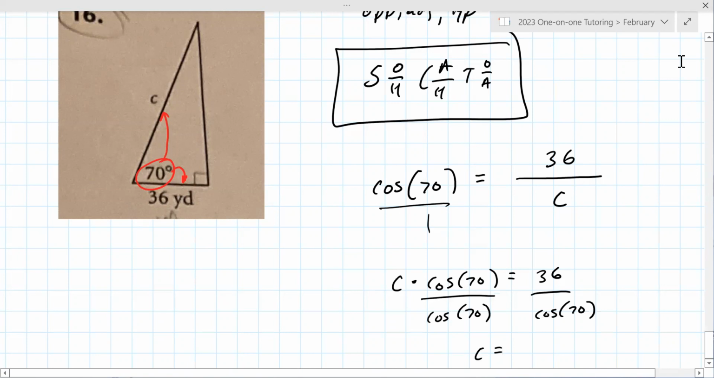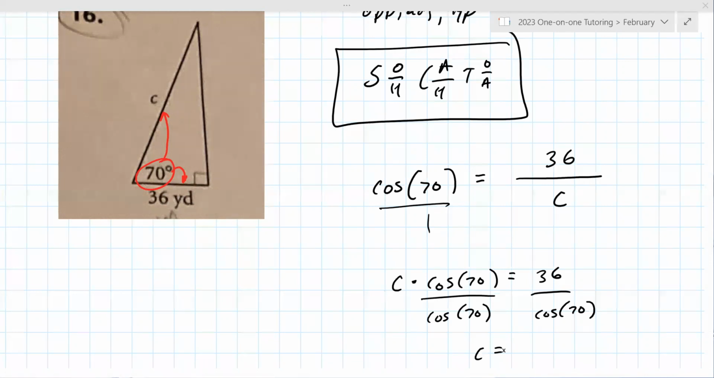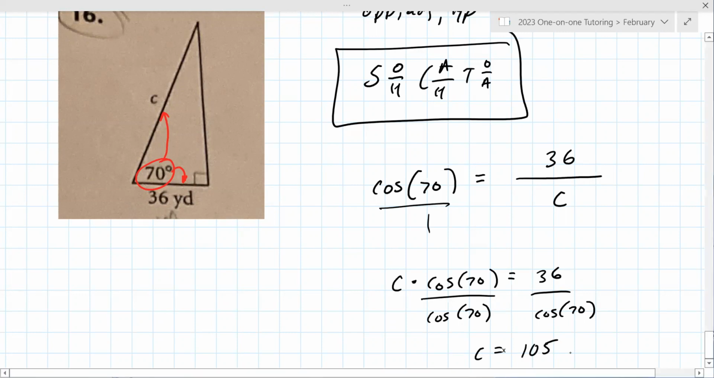So you're gonna have 36 divided by cosine 70, and then that's 105.2. Good. 105.2 yards, to be more specific.